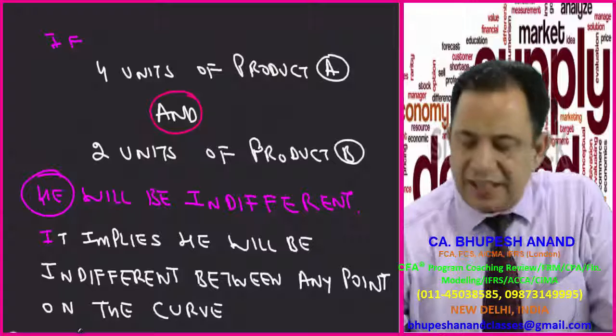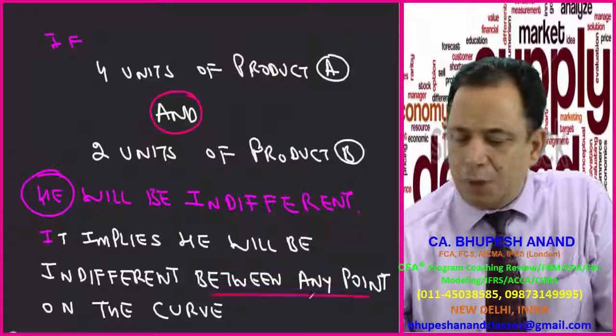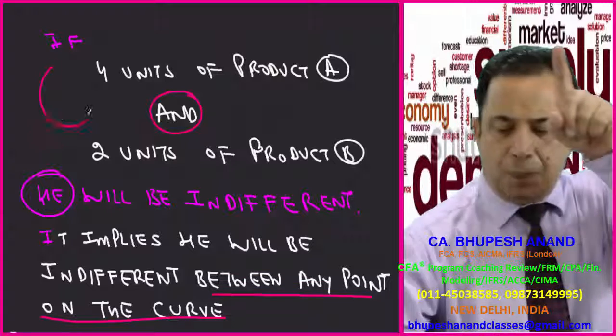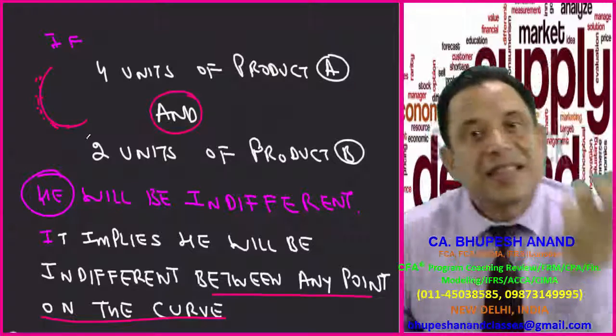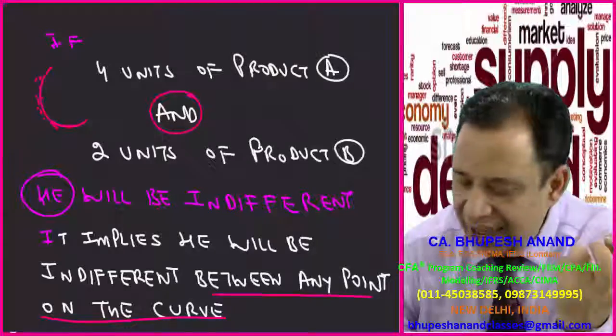It implies that he will be indifferent between any point on the curve. Any point on the curve. He will be indifferent on any point on the curve. So this type of curve is named an indifference curve.